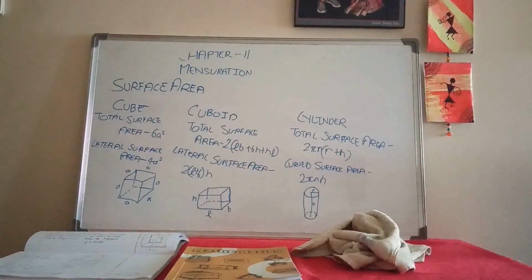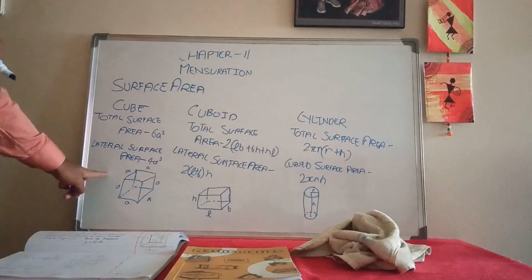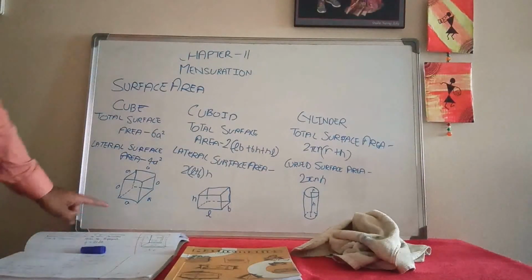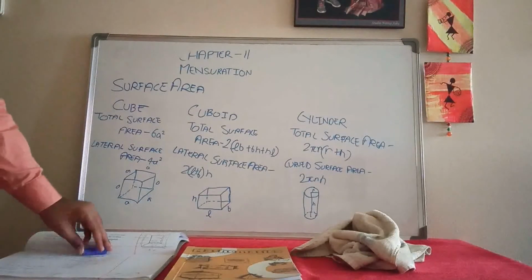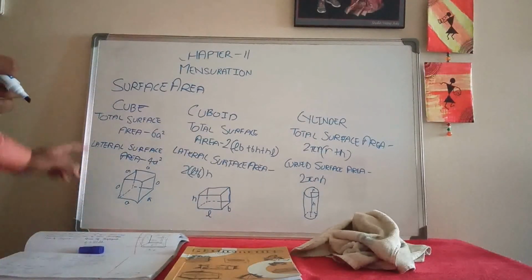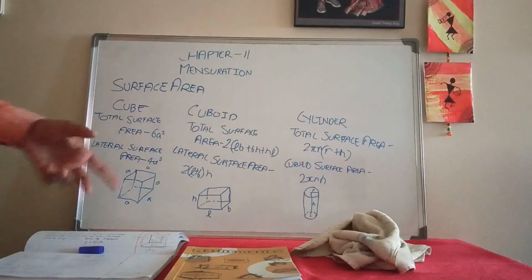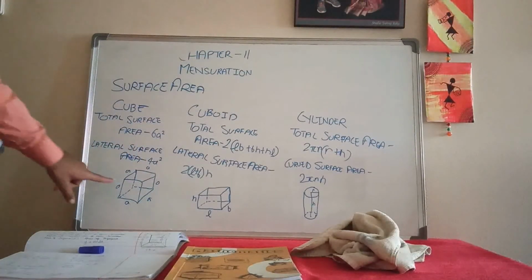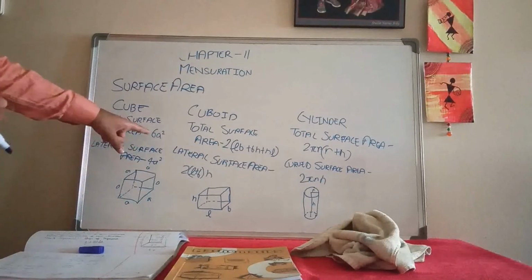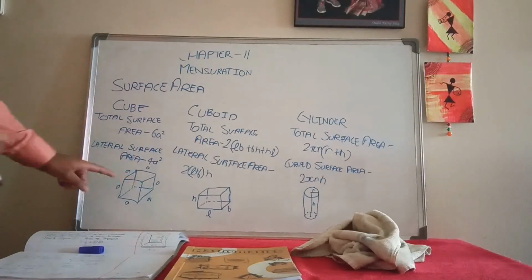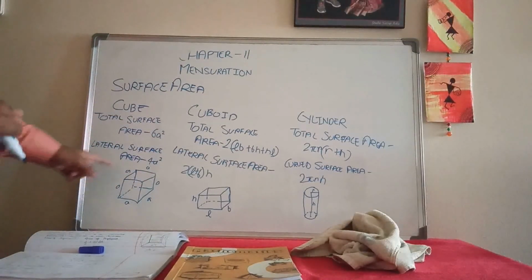So when we talk about surface area, it is the area of the surface of any 3D shape. For example, here we take a cube. A cube has 6 sides, 6 faces. So we have to find the area of each surface. So that means 6a square. We find the area of each square, each face of the cube, and then multiply by 6 because there are 6 faces. Total surface area means including all the sides.